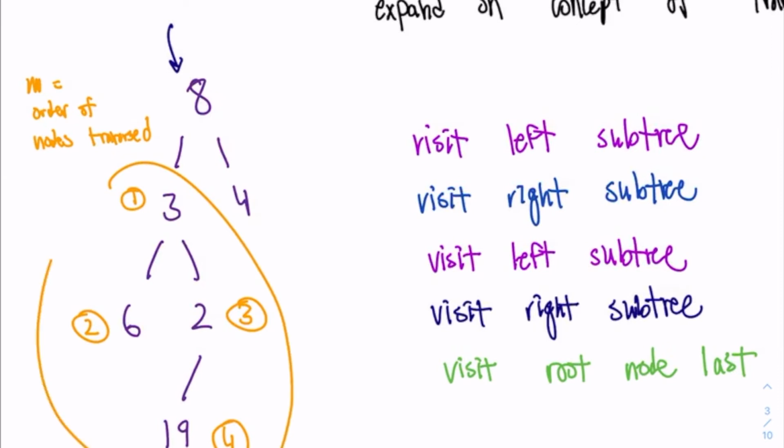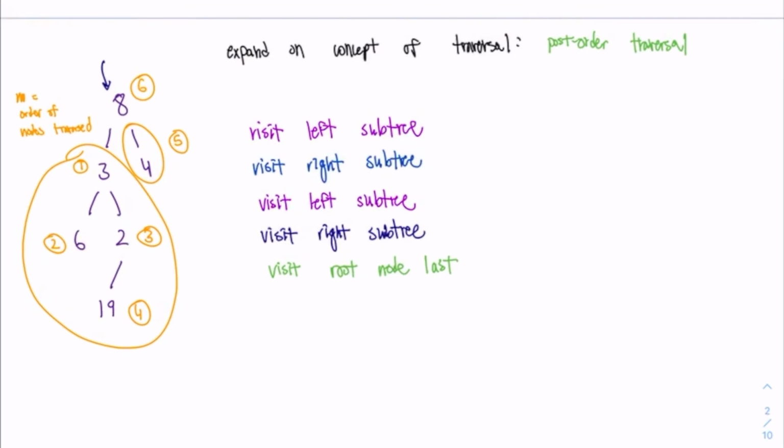We visited the left subtree, and now we have to visit the right subtree. So 4 will be visited, then 5, and then finally 8 is the root node, so it's going to be visited last. So this is the post-order traversal, and this is what our code will be doing when finding the height for each individual node.